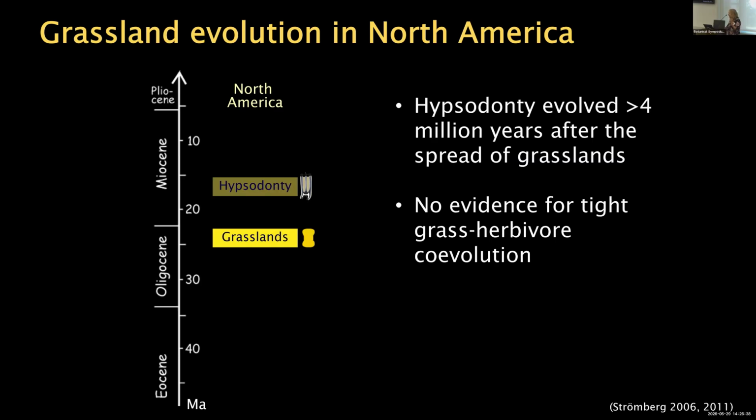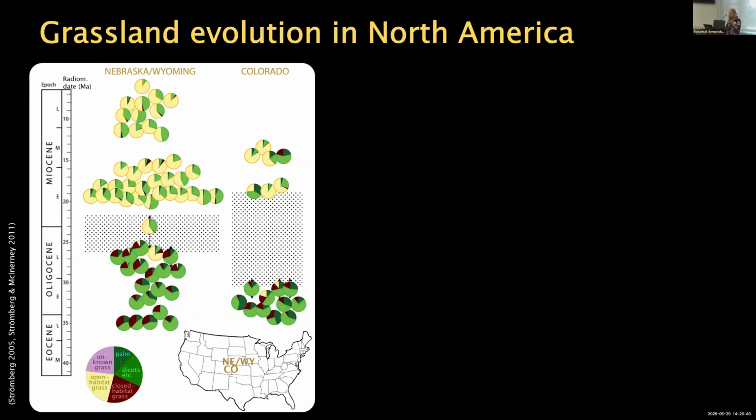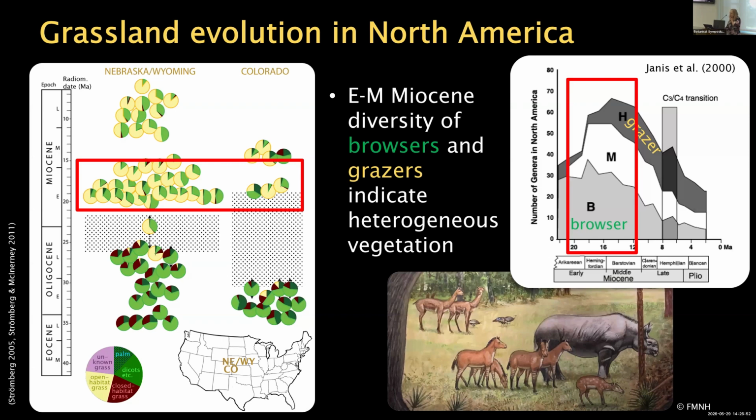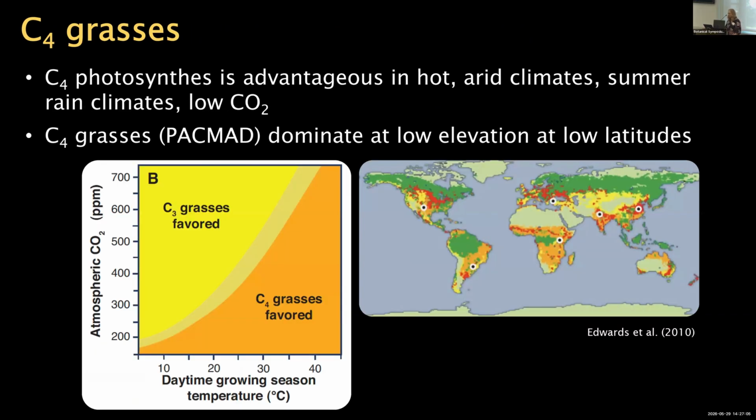But one explanation might be that during this time frame, there was a lot of woody cover, most likely. So perhaps we had some kind of mosaic habitat with grasslands and more wooded areas. And the faunal record supports this because we see during this time a diverse mix of both browsers, so animals eating tree leaves, and grazers. And this also points to more heterogeneous vegetation during this time.